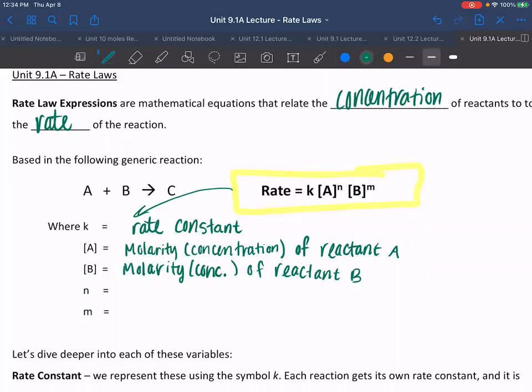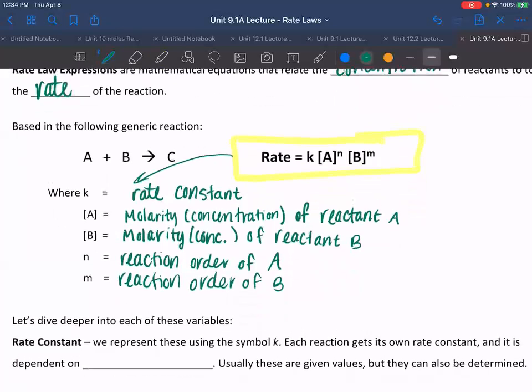We then have exponents N and M. These are what we call reaction orders. So N is the reaction order of A. M will be our reaction order of B. So now we're going to break down rate constants, molarity, and reaction orders. But these are the three parts that we put in our equation to tell us what our rate is.